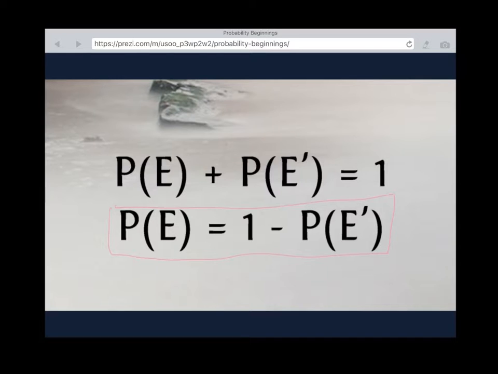So the conditional probability of event B occurring given that event A has already occurred is denoted as the probability of B given A. So that's how you write it, and that's how you say it. And you have to write it like that on your exam.